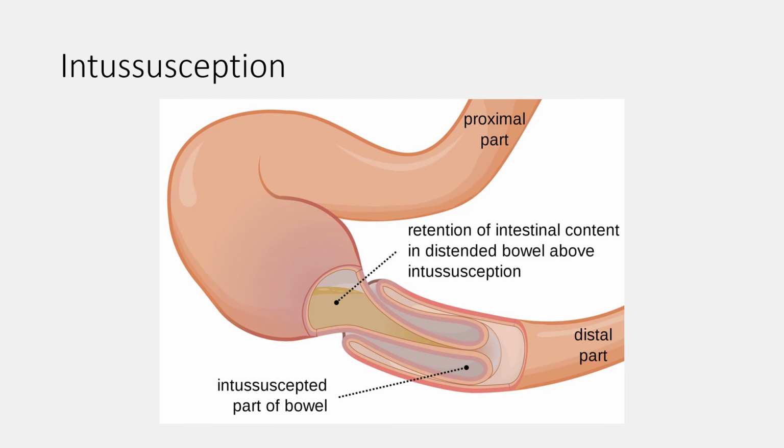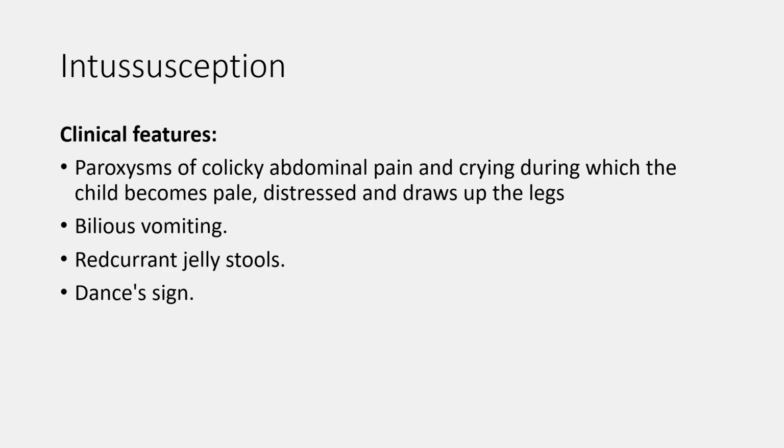Most intussusceptions are seen in children, usually infants under 1 year of age. Intussusception in older children and adults is rare. Boys are more commonly affected than girls. For clinical features, suspect intussusception in infants if there are paroxysms of colicky abdominal pain and crying during which the child becomes pale, distressed, and draws up the legs. And the child may appear well between paroxysms initially.